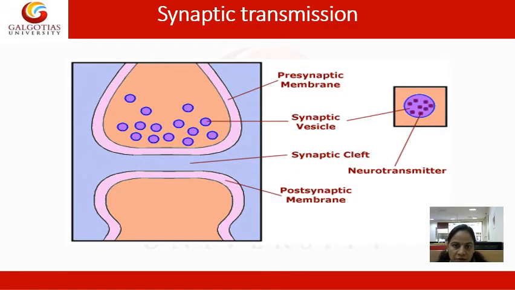So the synaptic transmission can be seen here. This is the presynaptic membrane. A little larger diagram to show you better regarding the synaptic activity. This is the synaptic vesicles and this is the synaptic cleft, the gap. These are the neurotransmitters and the postsynaptic membrane. So you can see the presynaptic membrane having synaptic vesicles, and there is a gap between, which can be called the synaptic cleft. These are the neurotransmitters passing from one point to another.